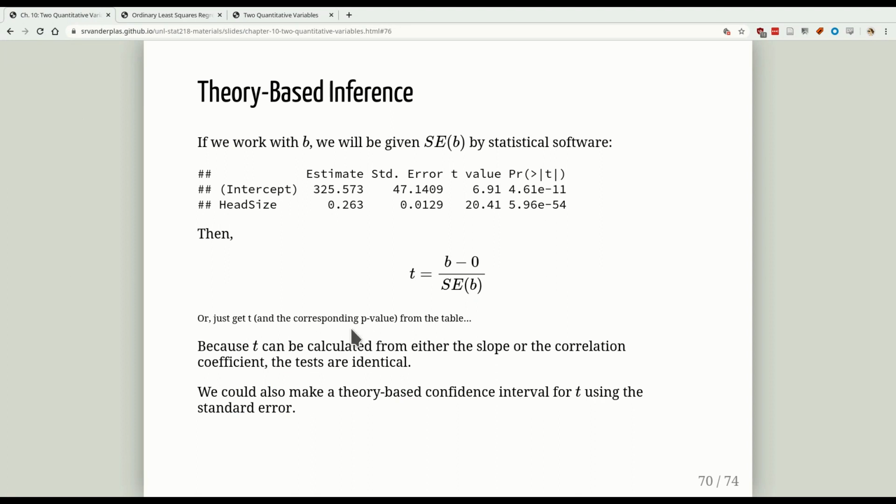So we figured out how to get our standard error. We can take that standard error and calculate a t-statistic or steal it from the table. We can also make a theory-based confidence interval for the slope using that same standard error. And that would give us a plus or minus estimate of what the population slope value is, which we can then interpret in the context of the problem as when x increases by 1, the average value of y increases by between lower bound, upper bound. Sometimes that's a useful thing to have, all right?